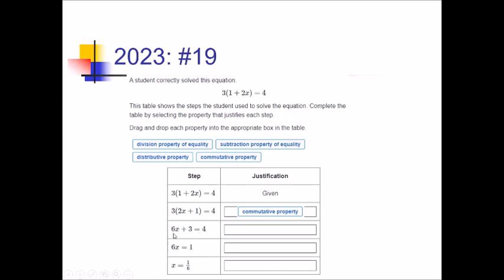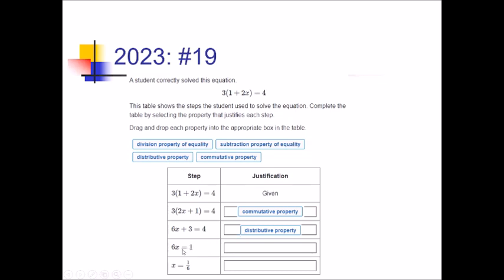Now, the next one here, it looks like we've distributed the 3 to the 2x and the positive 1. That would make sense. You want to simplify one side of an equation before you start moving anything around. So that would be then the distributive property right there.